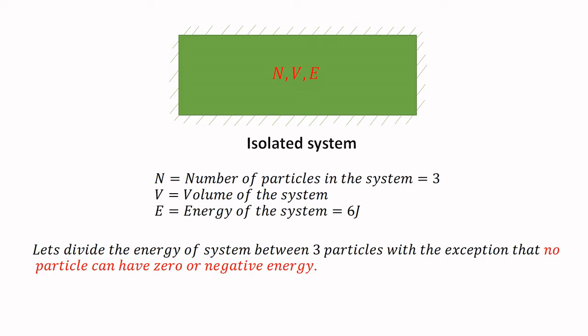Let us consider that this is an isolated system. The system cannot interact with its surroundings; it is isolated from it. We have N, the number of particles in the system, V, the volume of the system, and E, the energy of the system. Let us consider that there are three particles in the system, and the total energy of the system is 6 joule. Now we are going to divide the 6 joule of energy between these three particles. And there is an exception that you have to remember: no particle can have zero or negative energy. So we are not going to assign any zero or negative energy.